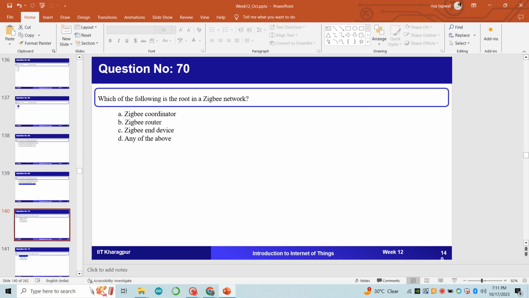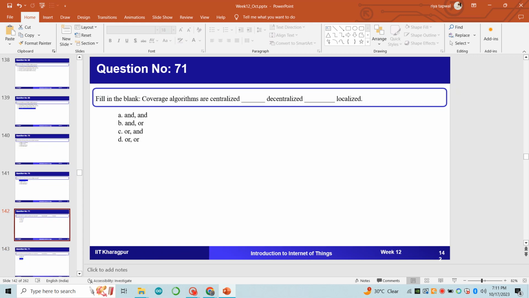Next question is, which of the following is the root in a Zigbee network? Options are Zigbee coordinator, Zigbee router, Zigbee end device, any of the above. Option A, coordinator. Yes, it's option A, that is Zigbee coordinator.